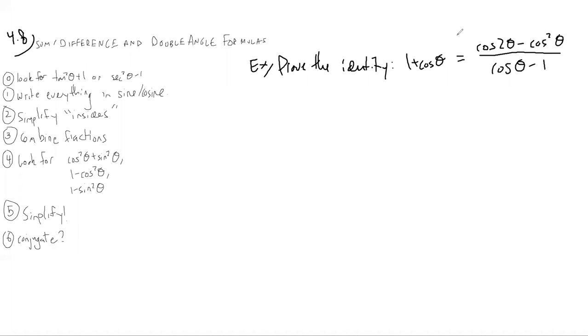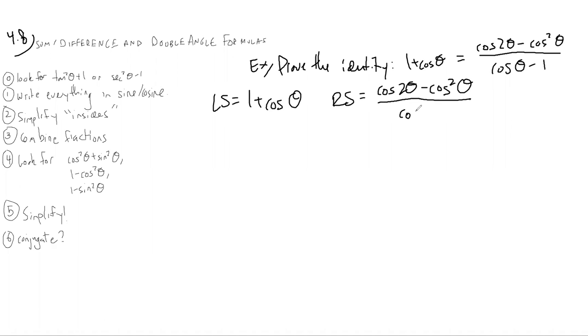Okay, and just one last one to try to cover all our bases here. So we're going to prove this identity with just a whole bunch of cos going on here. My left side is 1 plus cos theta. Probably not much that we're going to do with that. And the right side is pretty messy, so we should be able to get some work done over here. So cos 2 theta minus cos squared theta over cos theta minus 1.